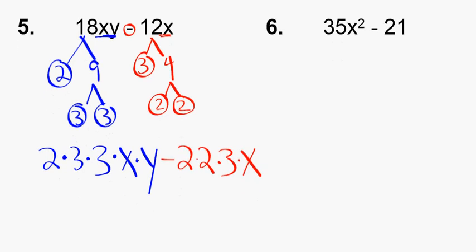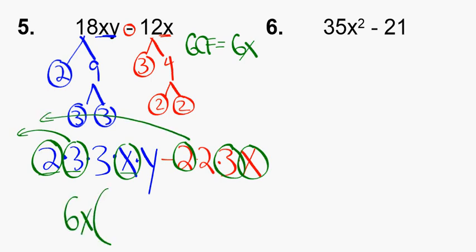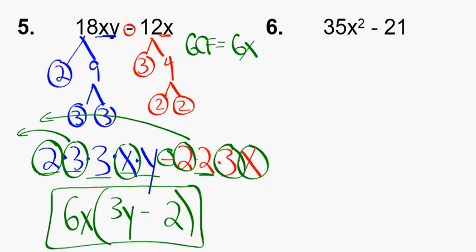So what do these have in common? I see a 2 in common, I see a 3 in common, and I see an x in common. So 2 times 3 times x is 6x. The GCF is 6x. That's what we're going to factor out of each of these terms. What's remaining in the first term is a 3y, and in the second term is just a 2. The sign in between is negative, so it's minus. That would be your product.